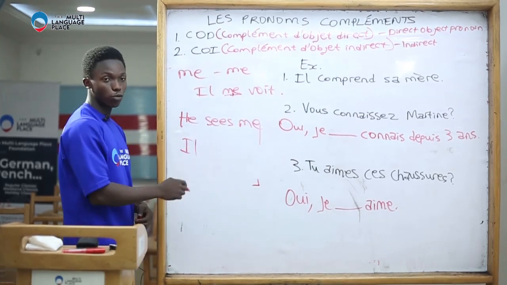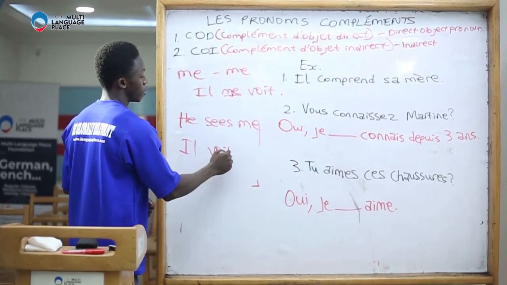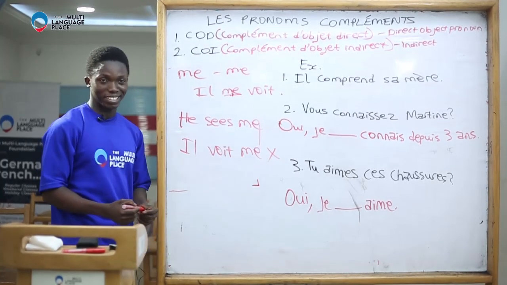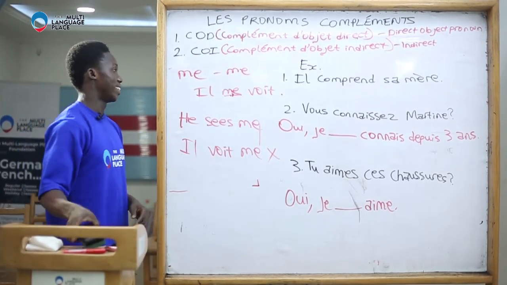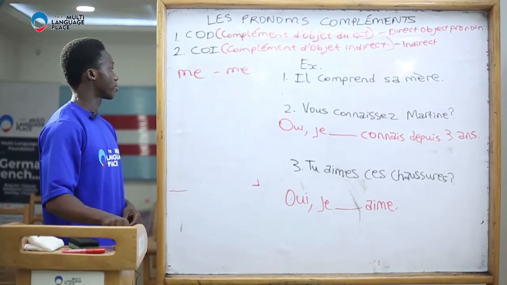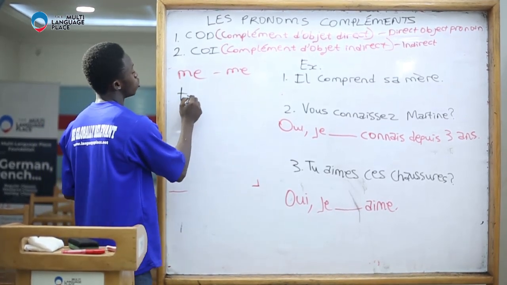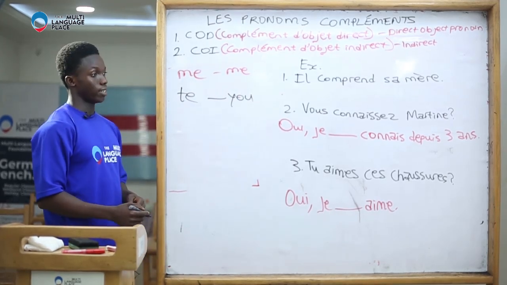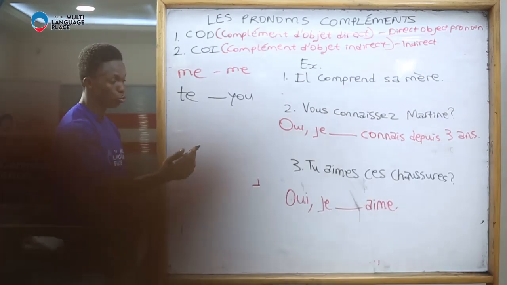Because to translate it word for word, it should have been il voit me. But this is very wrong. Why? We'll see that later. Let's continue. Me means me. Another one we have is te. Te means you. That is, he's seeing you. You is a direct object pronoun.